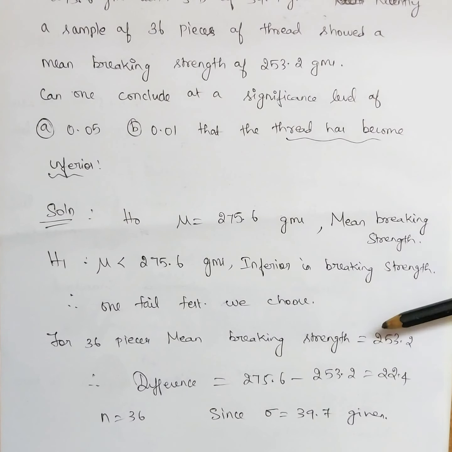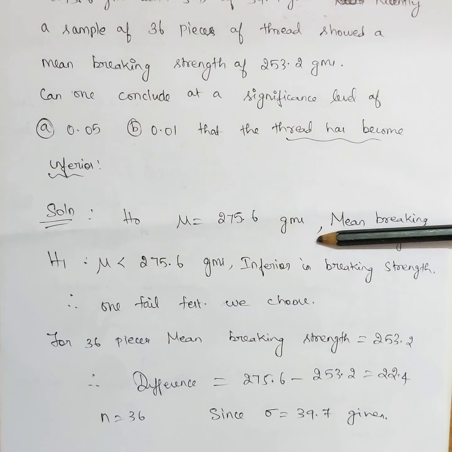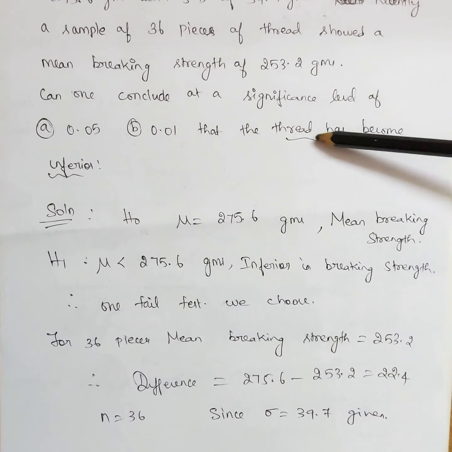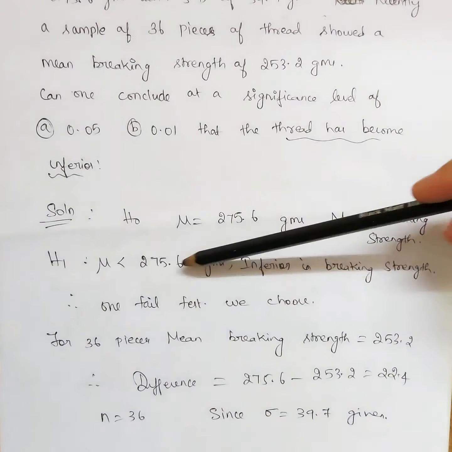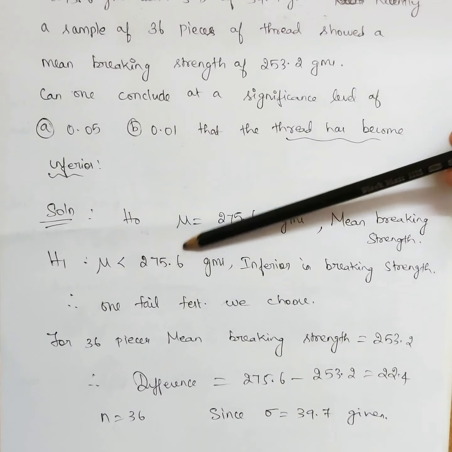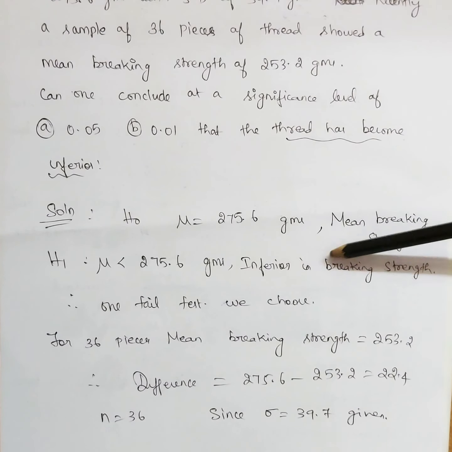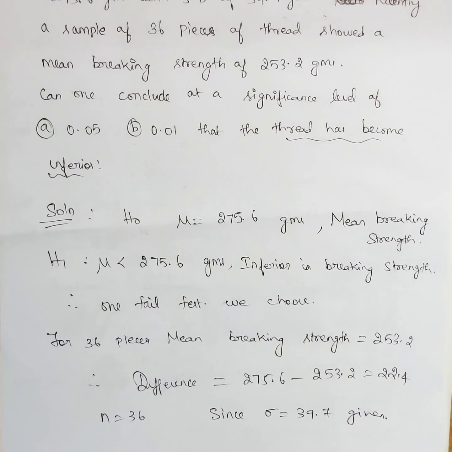So how you will fix the alternate hypothesis? I am saying that it is not, correct? When I say it is not, it can be less than or it can be greater than. But what is given in the question? Thread has become inferior. It means the strength is going to be less than this. So I will write only one. So mu less than 275.6. So this means inferior breaking strength. So we are going to check on only one side. So we are going to find one tail test.